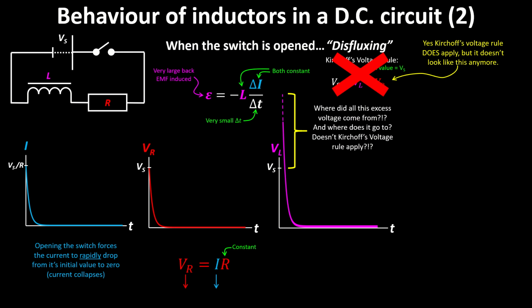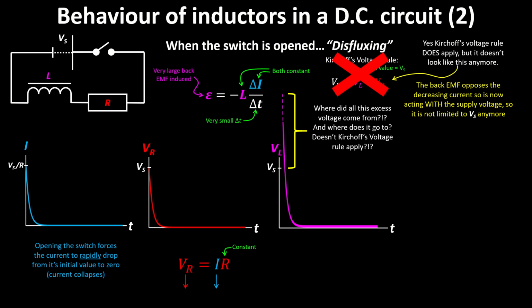Kirchhoff's voltage rule still does apply, but it looks different now. The important thing is that the back EMF, when you close the switch, was opposing the supply voltage. So if you think of the supply voltage as a positive, the inductor and the resistor were both negatives, they're both drops in voltage. But now, because the current is decreasing, the inductor is inducing a voltage in the same direction as the supply voltage. It is now working with the supply voltage. So that is not limited to it anymore.